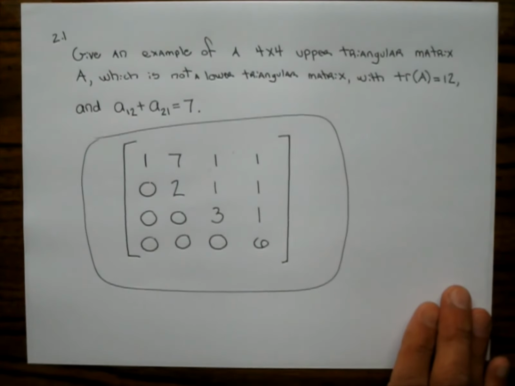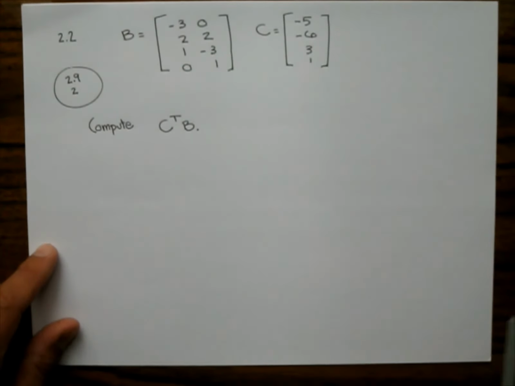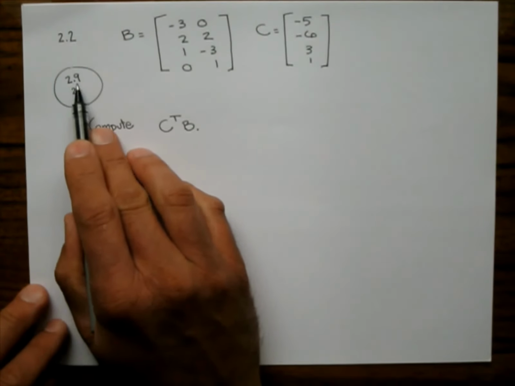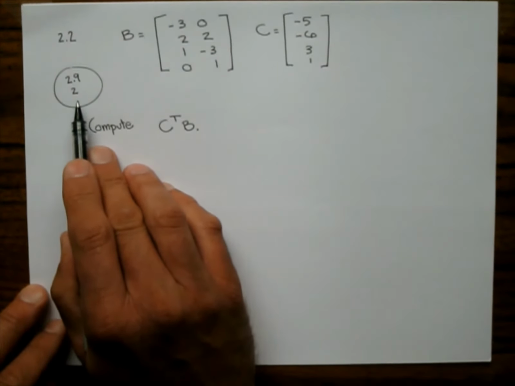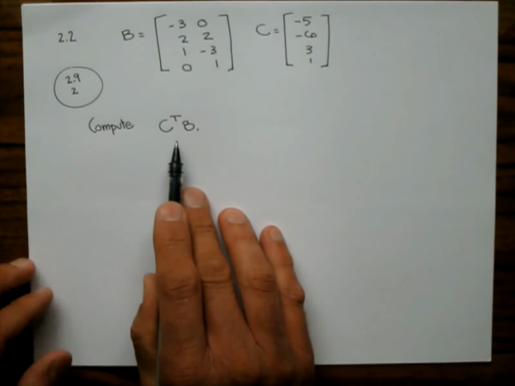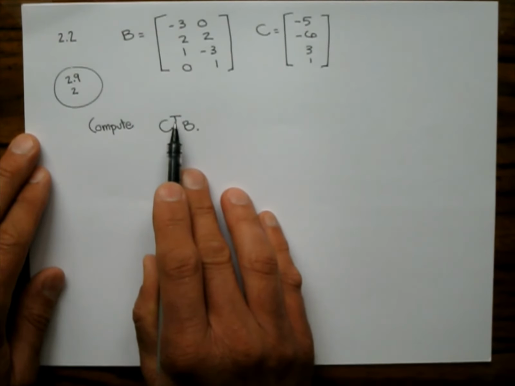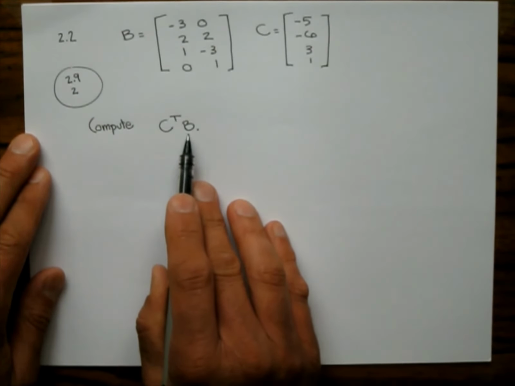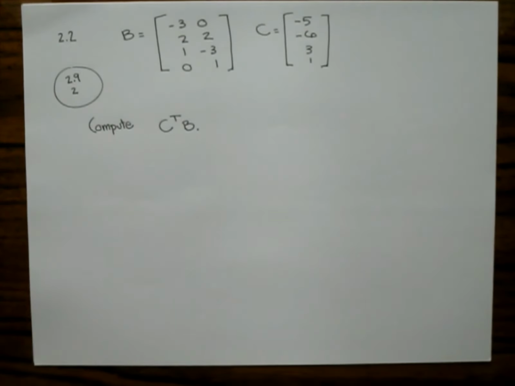We're going to now move our attention to 2.2. Instead of grabbing a problem from 2.2, I went to 2.9, which is a review of Chapter 2, and I'm going to grab problem number 2, which is multiplying two matrices together. It says compute C transpose B. Now, okay, let's just say, I'll do it in a different color.